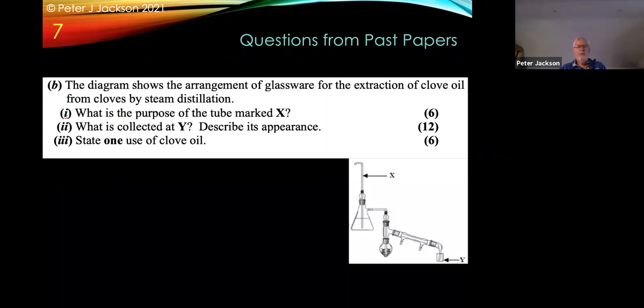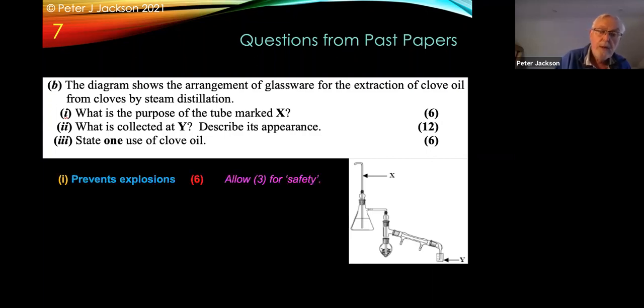Right, here's some past questions, and there are more in topic by topic if you look there. The diagram shows the arrangement of glassware for the extraction of clove oil from cloves by steam distillation. What is the purpose of the tube marked X? What is collected at Y? Describe its appearance. State one use of clove oil. Notice that the one is in bold.